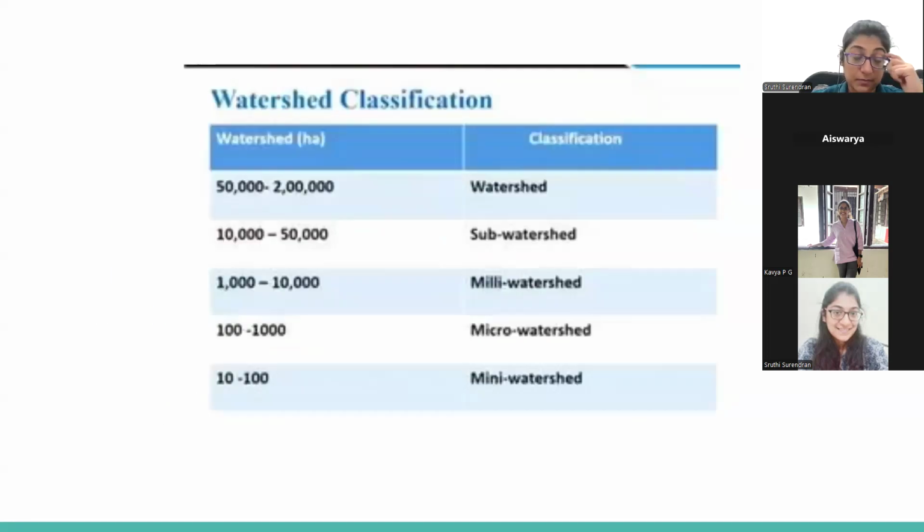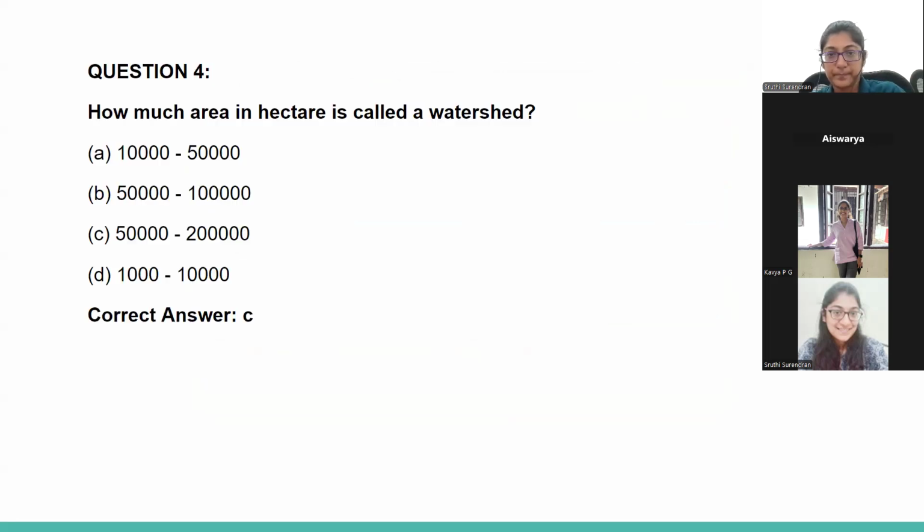Let's go through this classification once again. 50,000 to 2 lakh hectares come under watershed, 10,000 to 50,000 under sub-watershed, 1,000 to 10,000 under milli watershed, 100 to 1,000 under micro watershed, and 10 to 100 under mini watershed. So the smallest classification is mini watershed, and the largest classification is watershed.